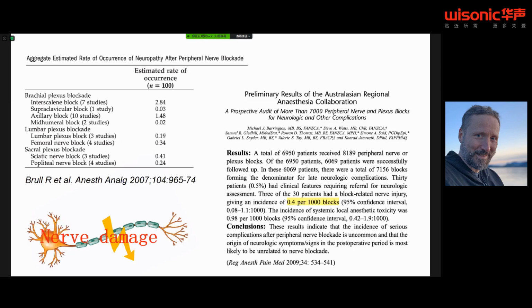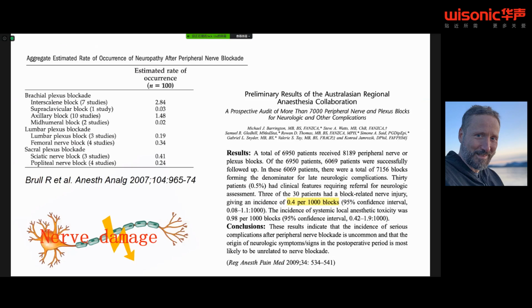Of course, we are even more worried about causing permanent nerve damage to a patient, and the incidence of these permanent nerve damages, according to the data of Barrington, is around 0.4 per 1,000 blocks. So it is not too frequent, but it's not that seldom that any colleague performing a lot of blocks is at risk to experience such a complication in one or several patients.